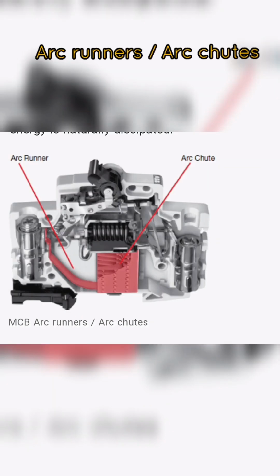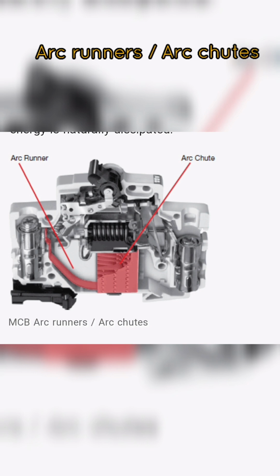Next we learn about arc runners, arc chutes. The arc runner and arc chute limit and dissipate the arc energy during the interruption of an overload or short circuit event. During an overload or short circuit event, the contacts of the breaker separate and an electrical arc is formed between the contacts through air.